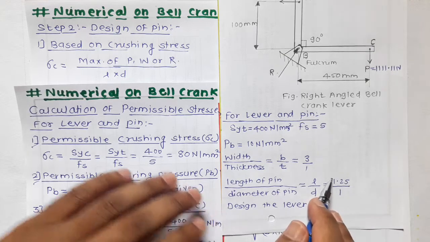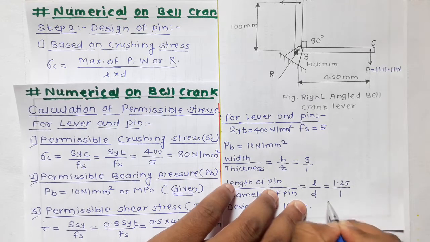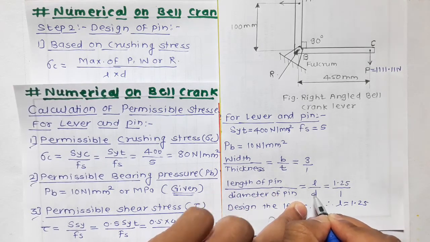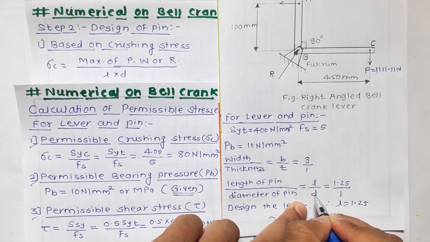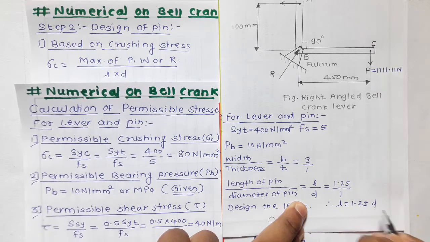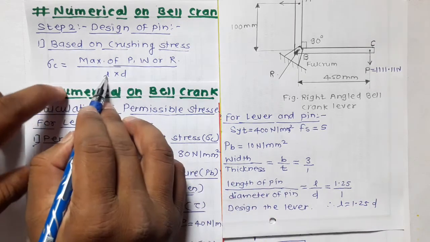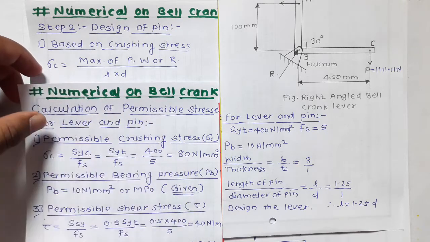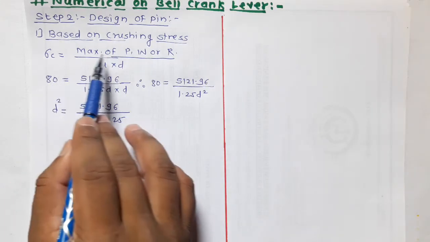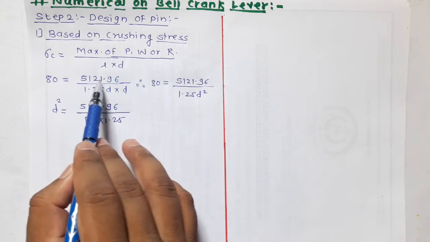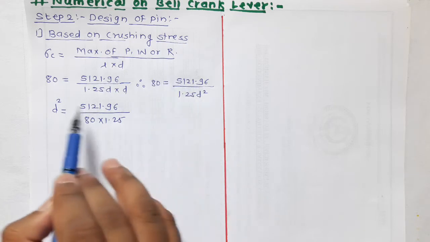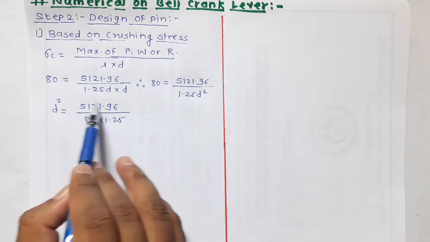So we can use this relation, that is, here we can write L upon D is equal to 1.25, take this D from the denominator to the RHS, so it becomes L is equal to 1.25D. So we have to put this relation for L here, that is 1.25D. So if you put the value of sigma c 80, maximum of P, W, R this value, and L as 1.25D, you can simplify this like this, and you can take this D square on the LHS, you will get these values.